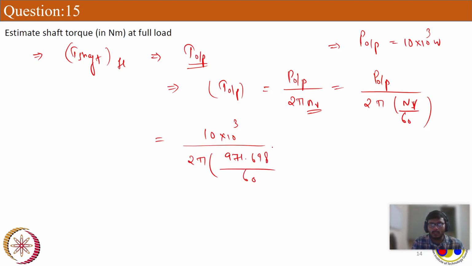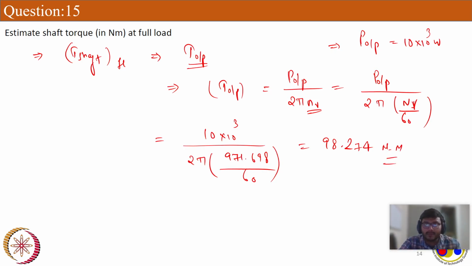Divided by 60. Okay, this also please calculate with me. 9 into 60, because if I get some confirmation, then it will be good for validating. 2 pi into 971, so it's 98.274 meter meter. So I hope it's correct.